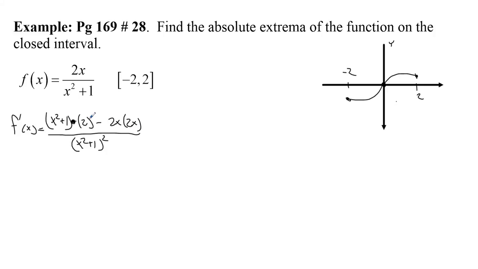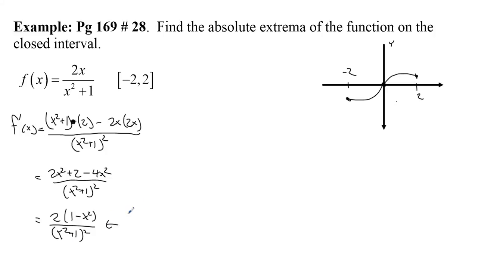All right, let's simplify. This will become 2x squared plus 2 minus 4x squared, all over x squared plus 1 quantity squared. Combining like terms, 2x squared minus 4x squared gives negative 2x squared, and I'll have the 2. Factoring out that 2, it's 2 times 1 minus x squared, all over x squared plus 1 squared. I could multiply this out, but it isn't going to make a big difference because the denominator is always positive. It's never 0, so it isn't going to cause an undefined.